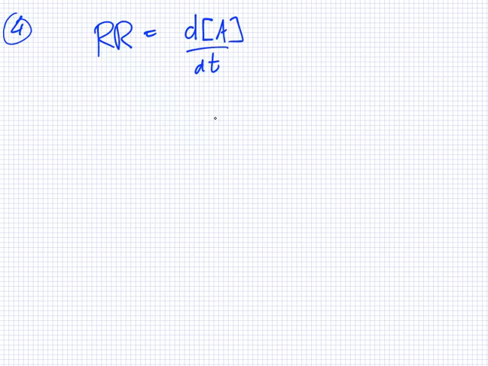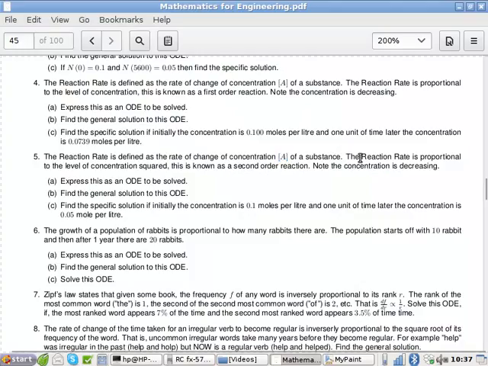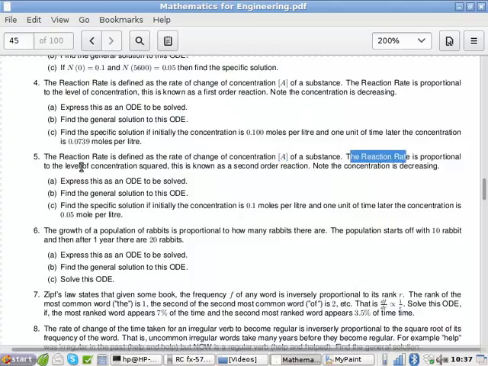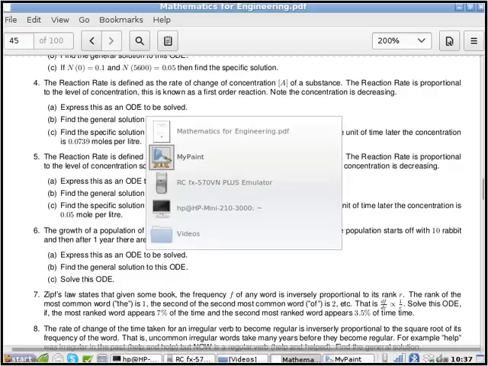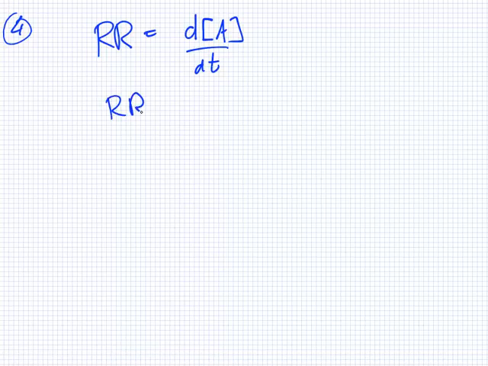No? Okay. The reaction rate is proportional to the level of concentration. So that means reaction rate is proportional to the level of concentration. Oh no, don't. My heart. Your chemistry teacher's gonna kill you.